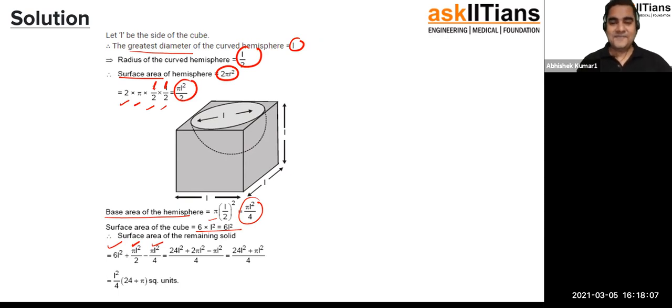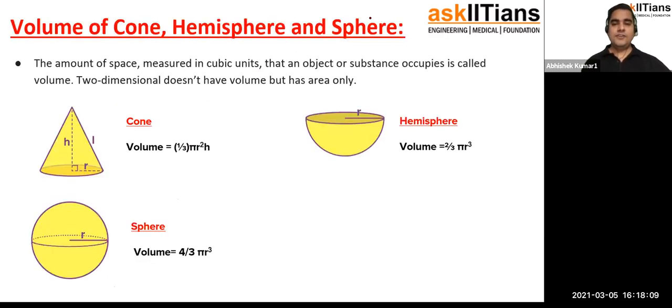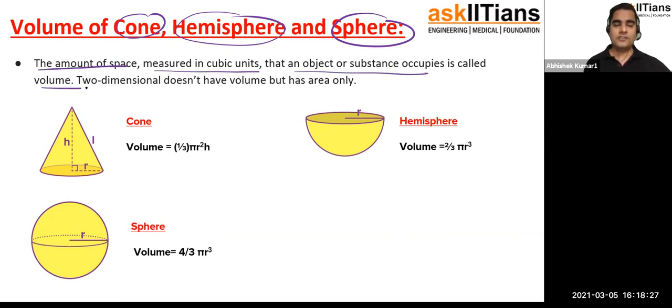All right, so now what do we have? We have the volume of cone. We are going to discuss the volume of hemisphere, and we are going to discuss the volume of sphere. Now what does it say? It says the amount of space measured in cubic unit that an object or substance occupies is called volume. We all know what the meaning of volume is.